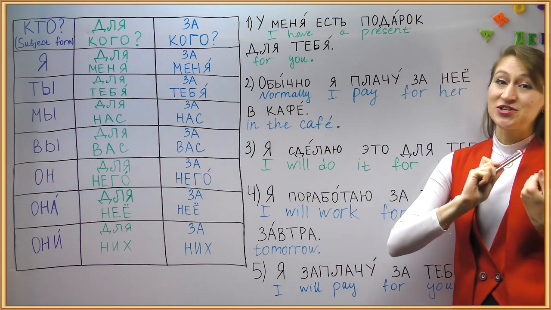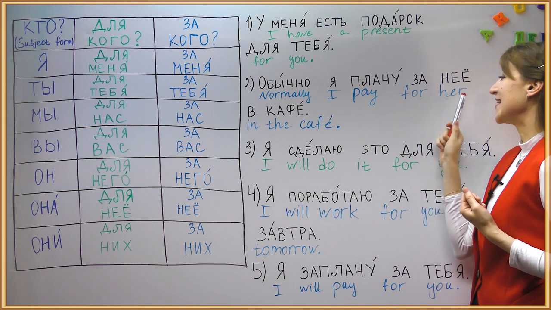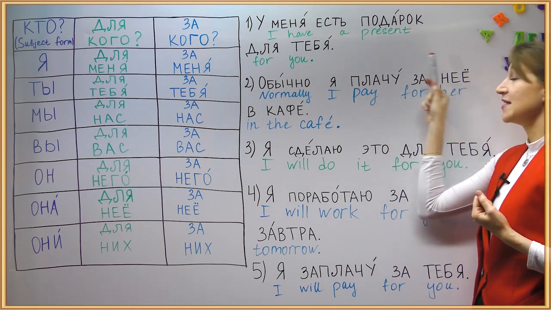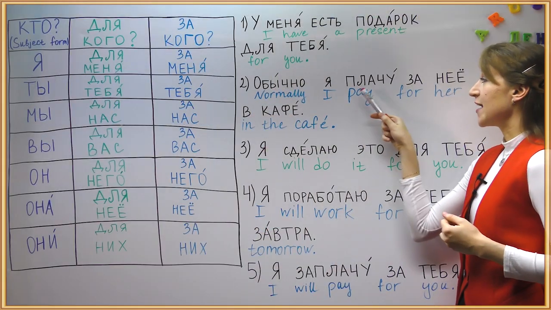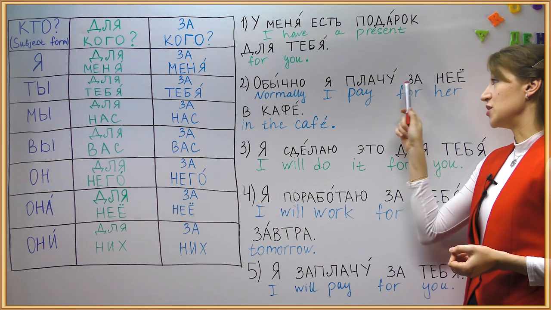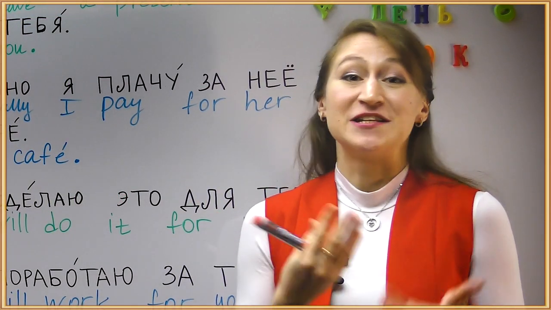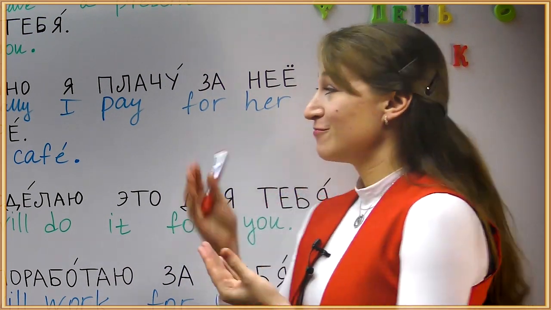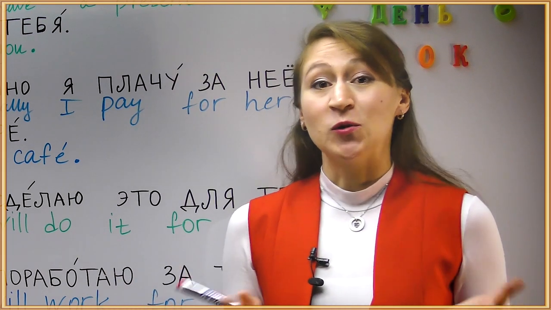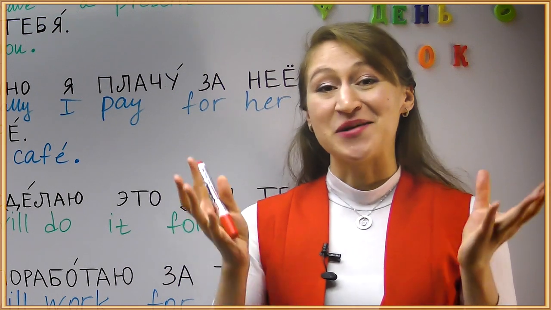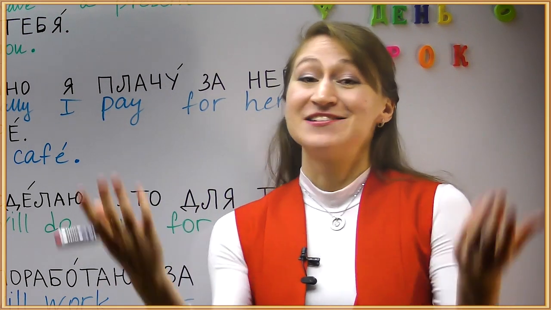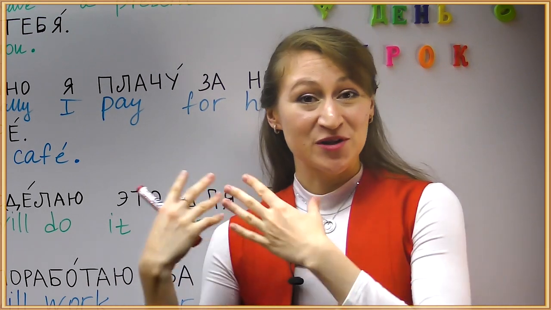Next example. Обычно я плачу за неё в кафе. Плачу, I pay, я плачу за неё, for her. So here we have the verb to pay. And with this verb, we always use the preposition ЗА, which also means for, but it's not a selfless kind of for. When you pay for somebody, maybe you don't expect anything in return right away, or you don't expect anything at all. But the situation itself, the objective reality, tells you that you two had lunch, and objectively, both of you should pay for the meal.